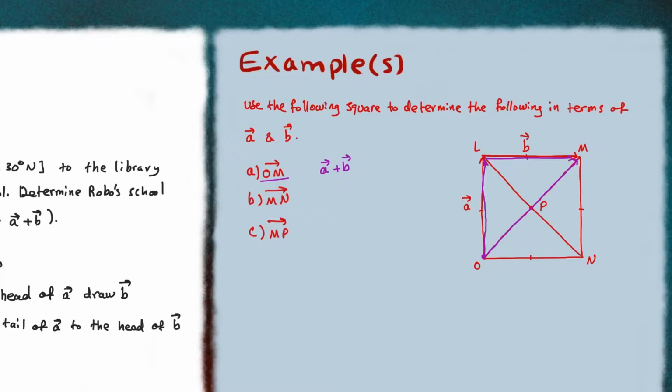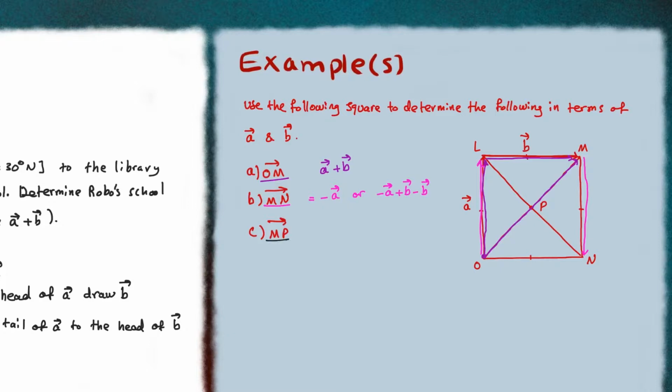For part B of the question, the vector originates at M and terminates at N. And if you notice, it's exactly the opposite of vector A. And for two vectors to be equal, they need to have the same magnitude and the same direction. So the vector negative A has the same magnitude and the same direction as vector MN, and therefore it is equivalent. We can also write this as negative A plus B minus B if you want to write it in terms of both A and B, but negative A is often acceptable.